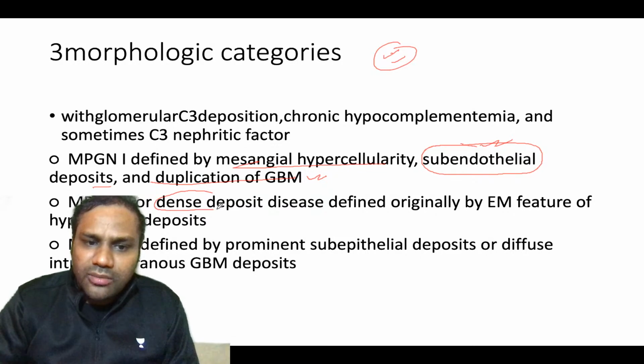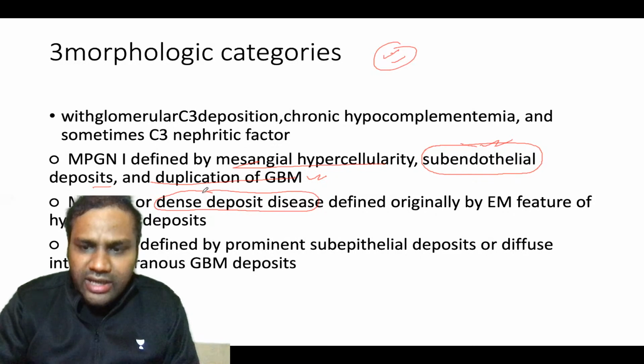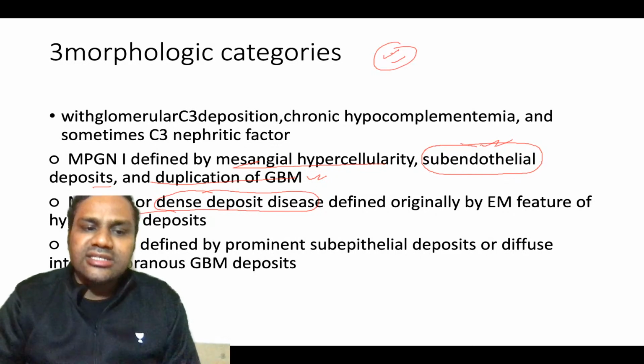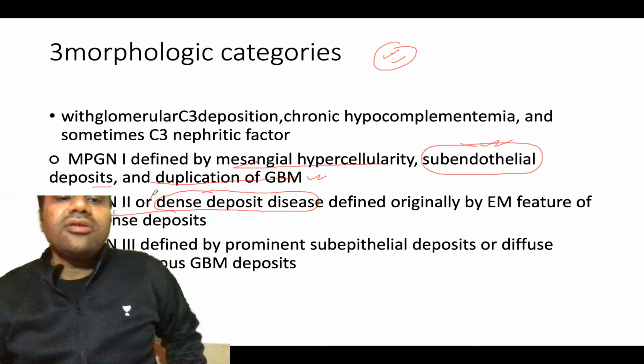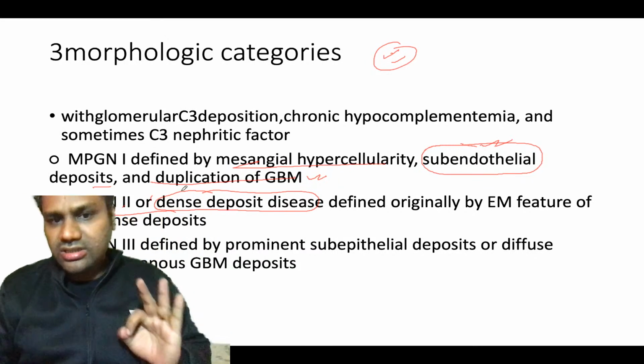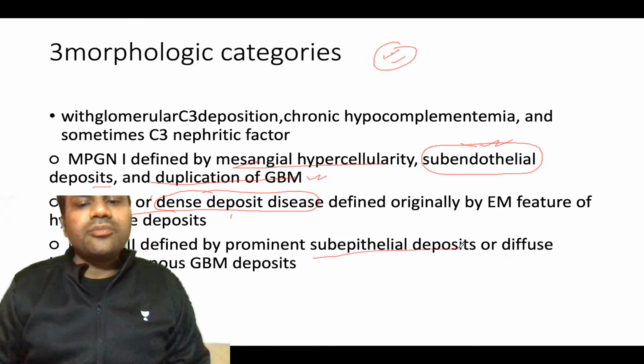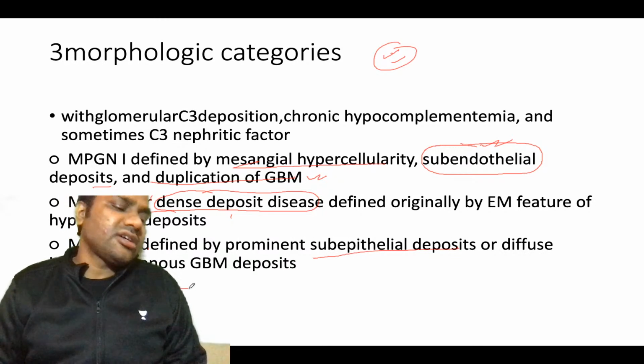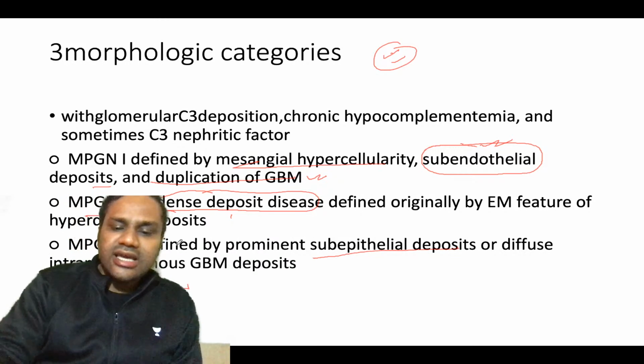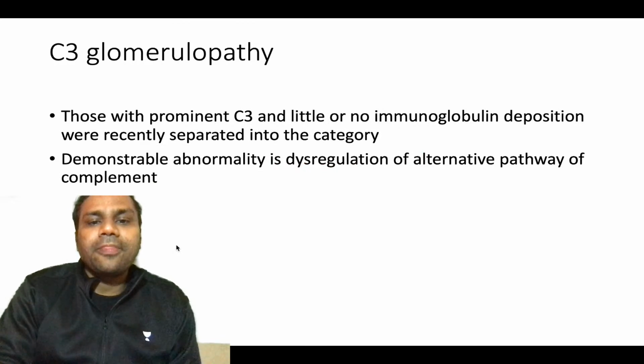MPGN2, as I always talk about, is dense deposit disease, okay. And obviously there will be hyperdense deposits, and in this there will be intramembranous deposits. And MPGN3 is basically prominent subepithelial deposits and diffuse intramembranous deposits, okay. So this you need to remember.